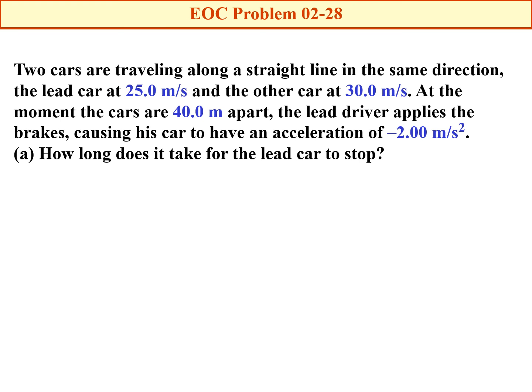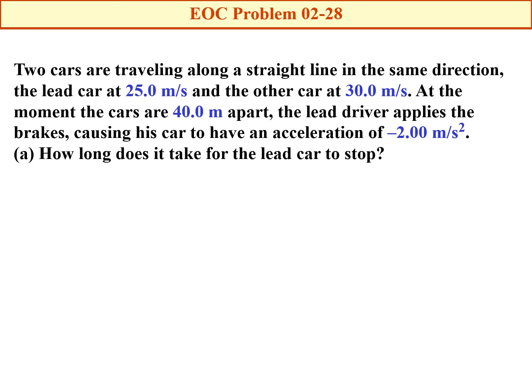All right, here it says 2 cars are traveling in a straight line in the same direction. The lead car is 25 meters per second. The other car is 30 meters per second. At the moment that the cars are 40 meters apart, the lead driver applies the brakes, causing his car to have an acceleration of negative 2.0 meters per second squared. So the question is, how long does it take for the lead car to stop? So the one that's going 25 meters per second.